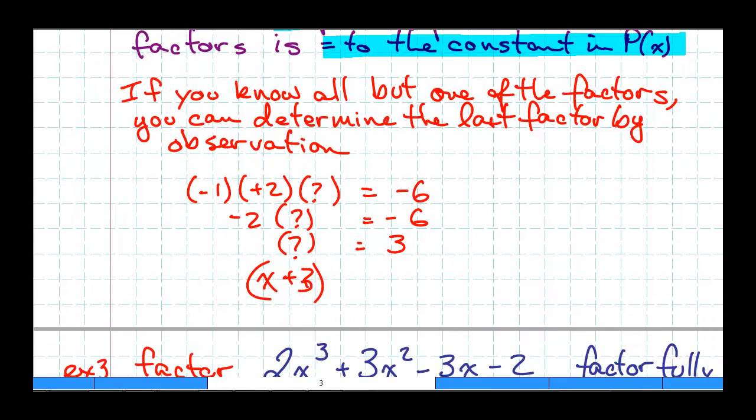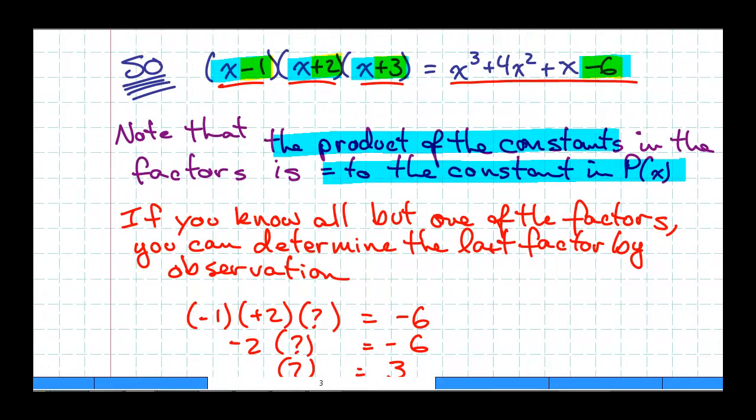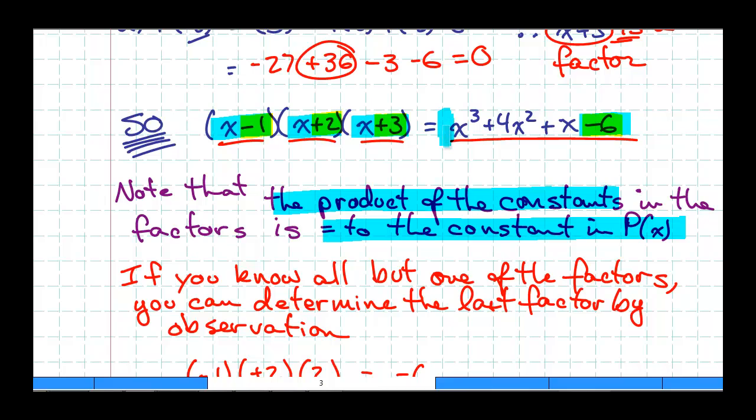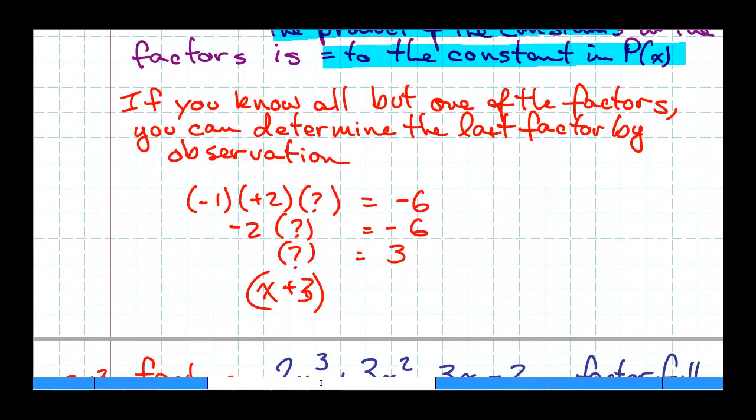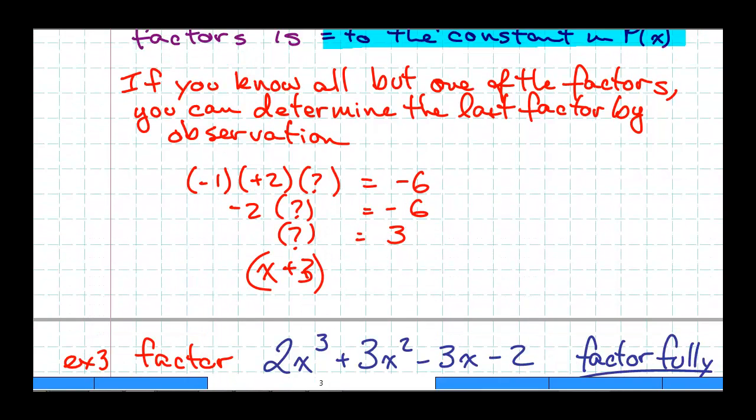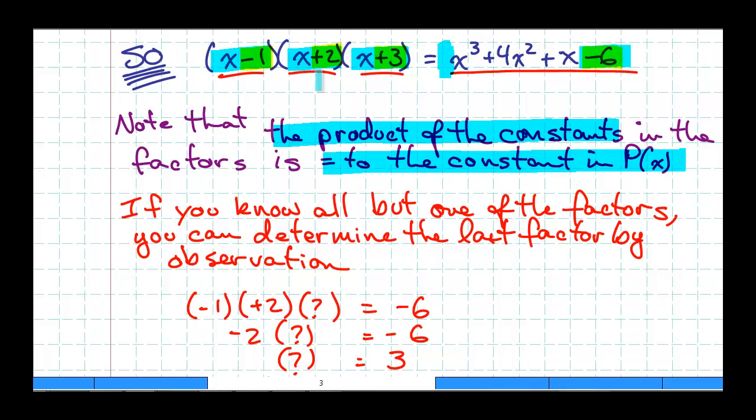That means that if you know all but one of the factors, you can determine the last factor by observation. At least that's true if your polynomial has a leading coefficient of 1. It doesn't work if this is a 2 or a 3. But if it's a leading coefficient of 1, you can figure this out. So if we knew the first two, negative 1 and 2, negative 1 times 2 is negative 2, negative 2 times something equals negative 6, and of course that something must be positive 3. So I would have been able to build my third factor.